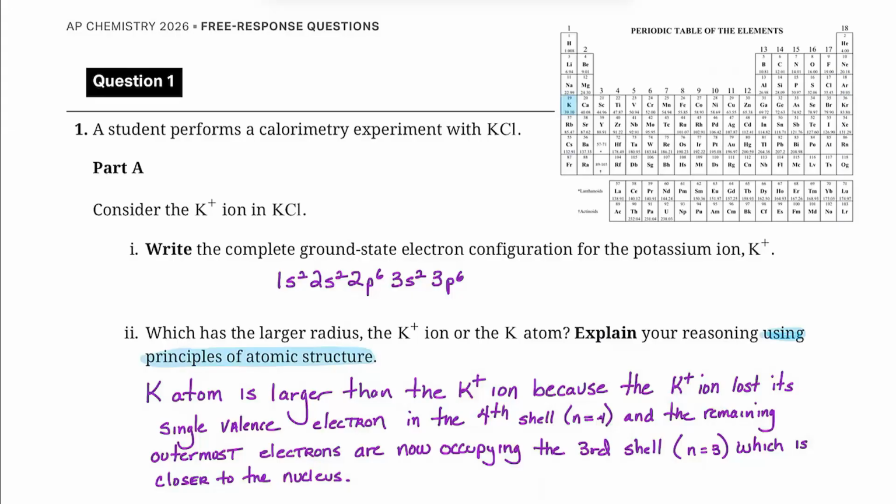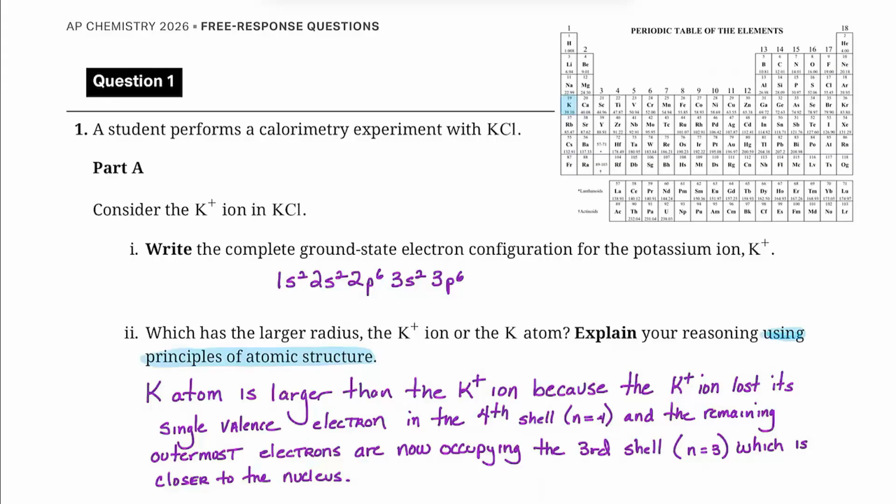So by losing the 4s electron, now we have electrons that occupy the third principal energy level. We were occupying the fourth. By losing that one valence electron, now you're occupying the third, and now you're getting closer to the answer. So that's what we needed to say. The K atom is larger, or the K plus ion is smaller, because the K plus ion has electrons now in the third shell.